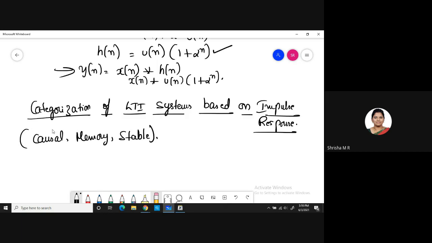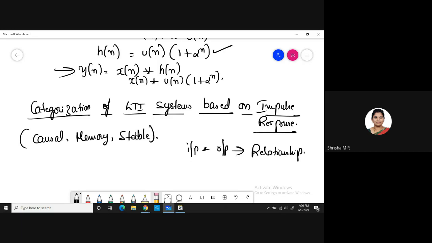Okay. So as I have told you, in your system classification, we had seen different types of systems, right? 6 types of systems. And how did you categorize that? Based on the input and output relationship, you categorize those systems, right? Input-output relationship was given to you. And you classified the systems as linear, non-linear, memory, memoryless, causal, non-causal, right?